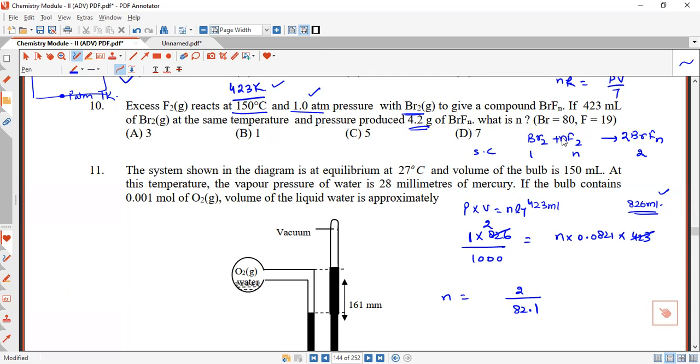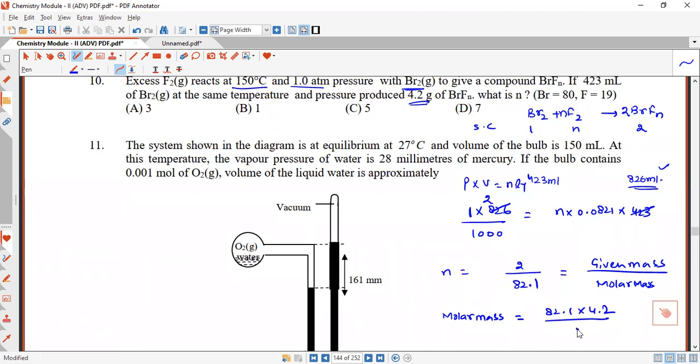अच्छा, do not get confused by this N and this N. This is number of moles. This is just stoichiometry, right? So the N value is number of moles. What is number of moles? Given mass divided by molar mass. So given mass 4.2, molar mass we have to solve. So molar mass is 82.1 into 4.2 divided by 2. Okay, so this is going to be 2.1.